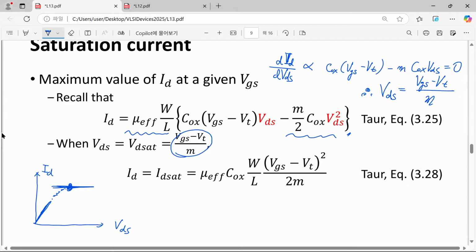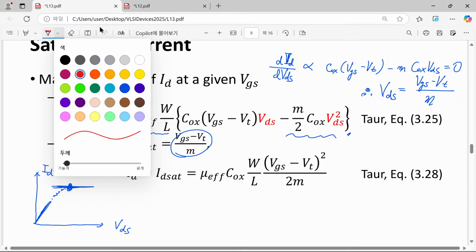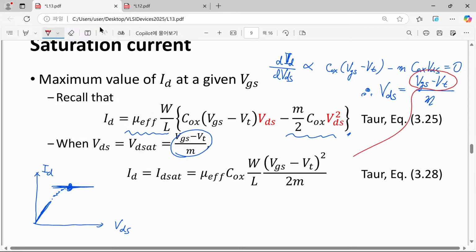So if I have to write this down in plain English, this will be read as gate overdrive voltage. So gate voltage referred to its threshold voltage is typically called gate overdrive voltage. So gate overdrive voltage divided by our factor m is the condition to have the maximum current.